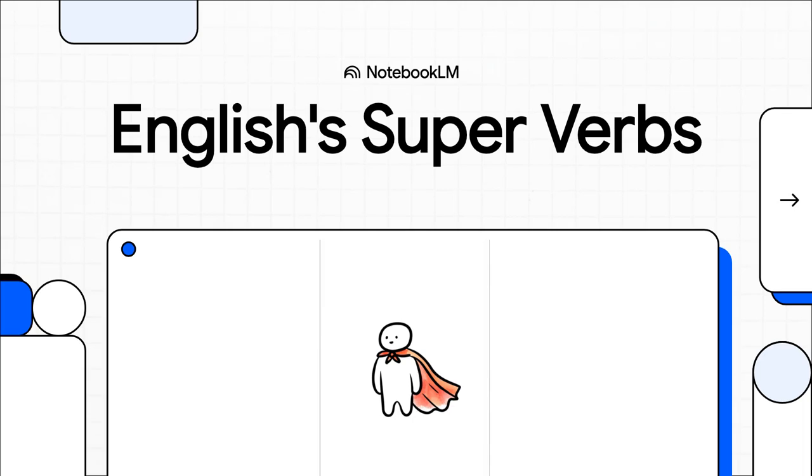All right, let's dive into some of the most powerful and honestly most interesting little words in the English language, modal verbs. I like to think of them as superverbs. They're these tiny words that do some seriously heavy lifting, completely changing the feel of a sentence. But how do they do it? Let's start with a little puzzle.